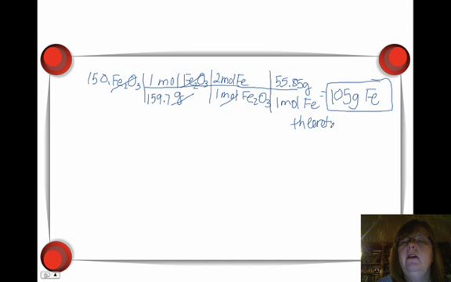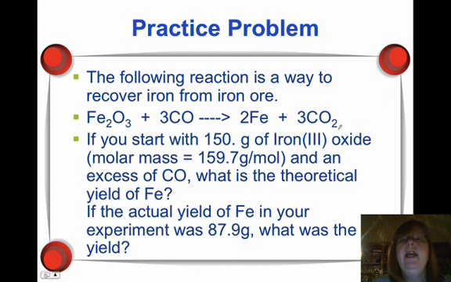So there we have it. Nothing new here. We just are calling it a theoretical yield. We didn't do that in the last video. Okay, so we keep reading in the problem, and it says the actual yield, so you did this and you got 87.9 grams. What's the percent yield?